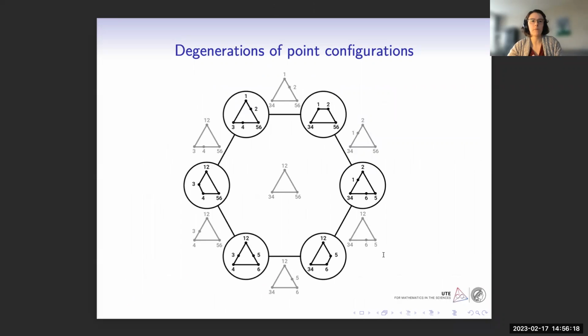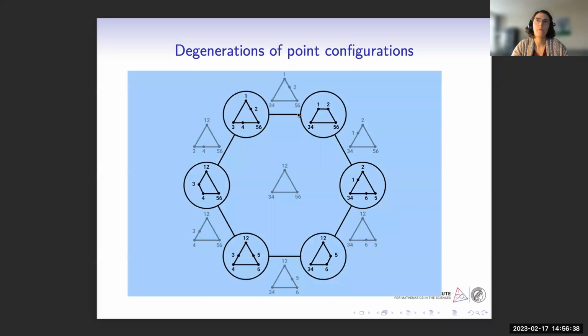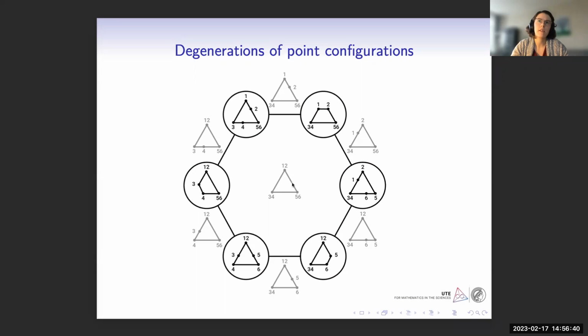So this is the tight span of the matroid subdivision. What does that mean? It means that every one of these black circles corresponds to a maximal dimensional matroid polytope in the matroid subdivision. And these matroid polytopes intersect in a codimension 1 face if they are connected by an edge. And this interior is a codimension 2 cell that is shared by all the 6 maximal dimensional polytopes.